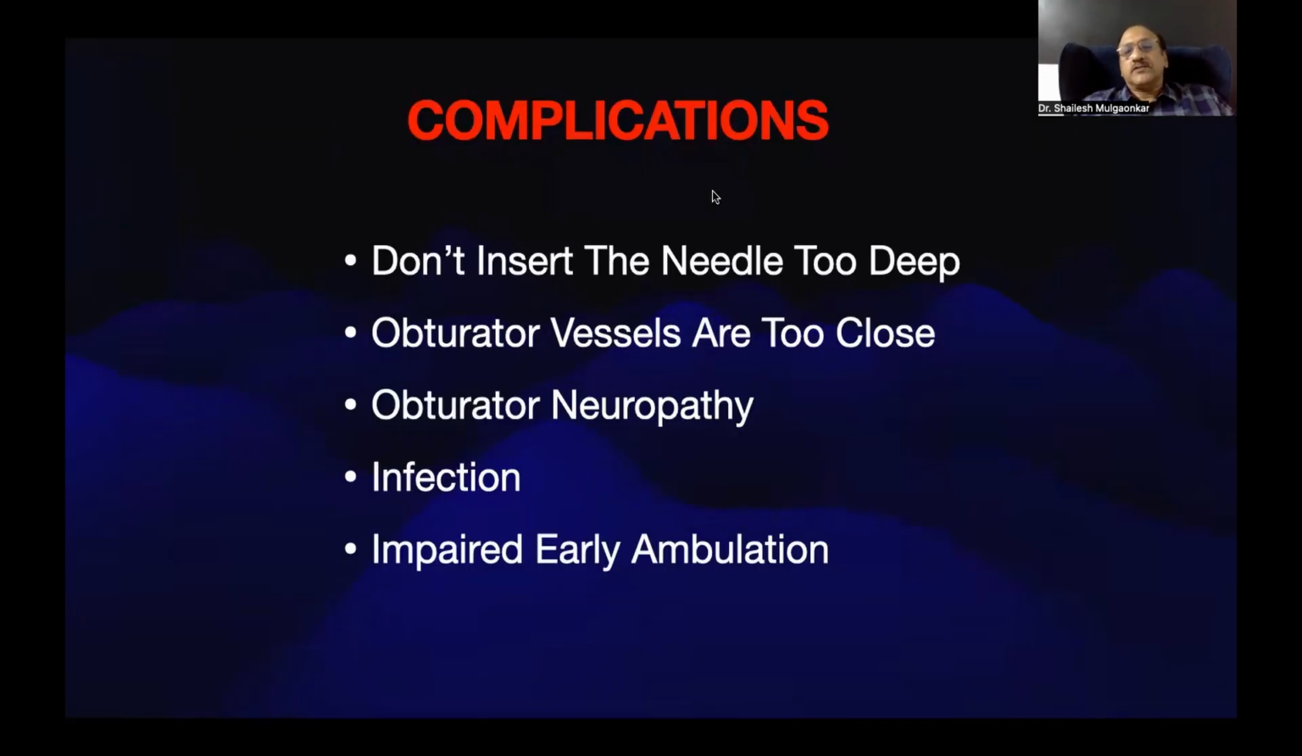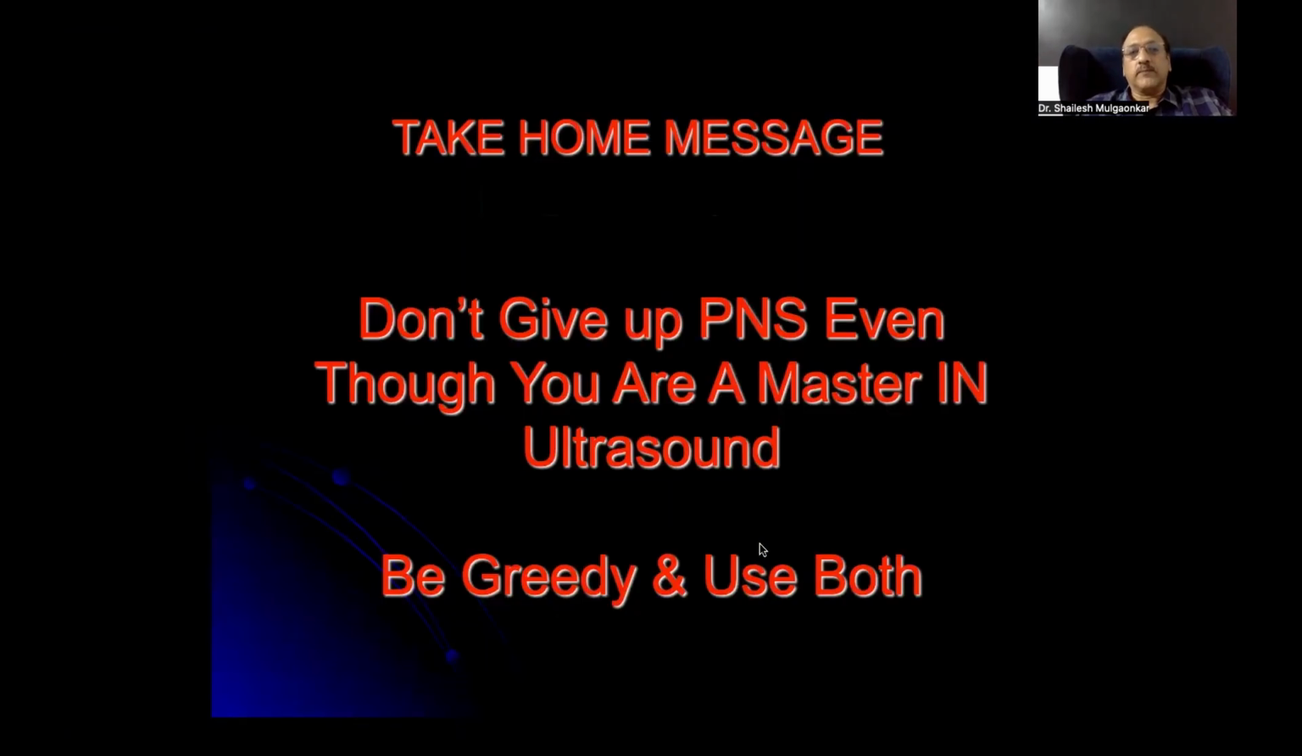Now, what are the complications of obturator nerve block? Don't insert the needle too deep because if it goes beyond the obturator nerve, there are multiple vessels and multiple organs there. Obturator vessels are too close. Obturator neuropathy can occur if you damage the obturator nerve, and the chances of infection are very high because of this location. And there is impaired early ambulation. You have to inform the patient properly that while walking, you might get adductor weakness, so be a little careful while walking.